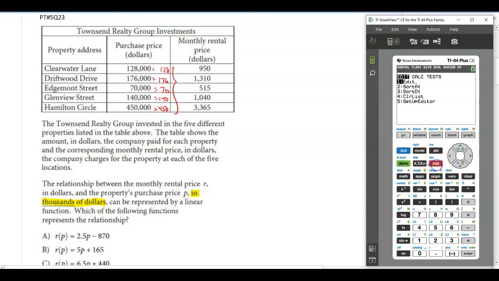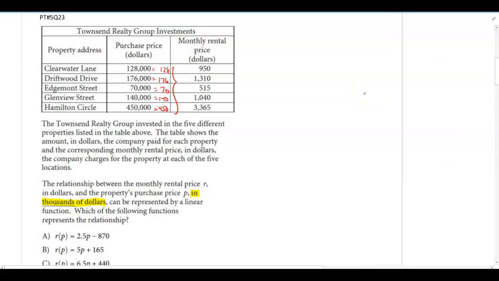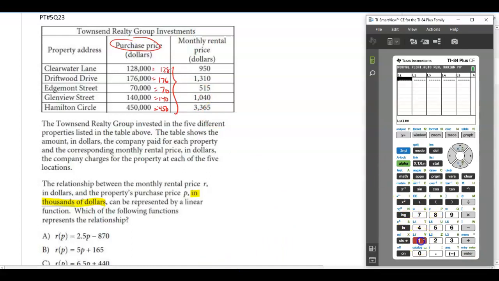What you're going to do is you're going to hit the stat button, and under here we're going to edit, and then you'll get a bunch of lists here. What we're going to do is in list 1, we're going to put the purchase price. So I'm just going to enter 128, enter. Then I'm going to do 176, hit enter. 70, hit enter. 140, hit enter. And then 450. Then hit enter.